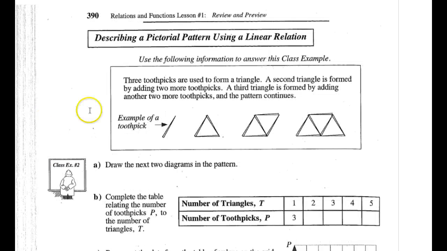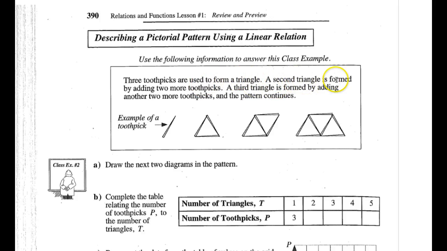Okay, let's do a couple examples here. So let's look at some patterns with using the Cartesian coordinate system. Our first example says here 3 toothpicks are used to form a triangle.